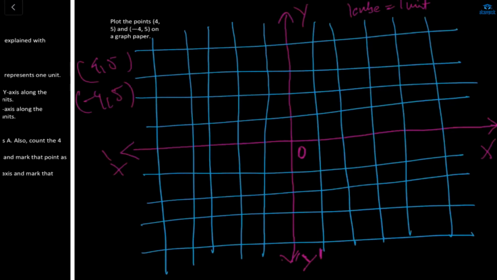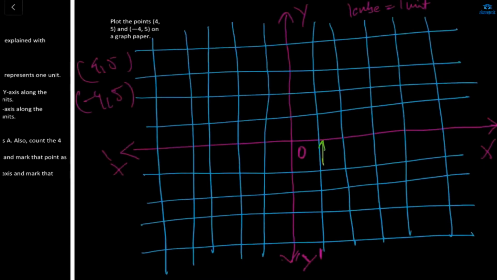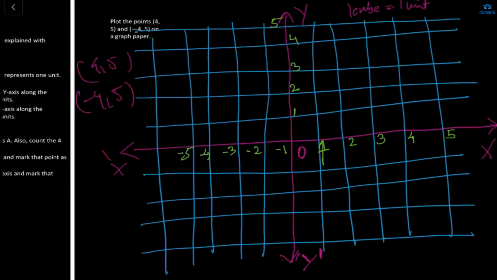Okay, suppose this is your graph paper. Now we have to plot a point, and I have taken 1 cube is equal to 1 unit. So I'm going to mark it here with a different color. One unit means this will be 1, this will be 2, this will be 3, this will be 4, this will be 5. On the left side of 0 it will be -1, -2, -3, -4, -5. Similarly, in the up direction it will be positive, so 1, 2, 3, 4, and here 5. If I go down, it will be -1, -2, -3, -4.